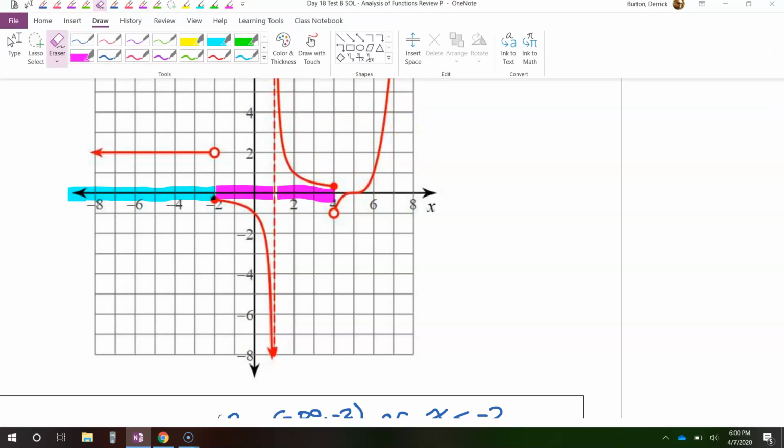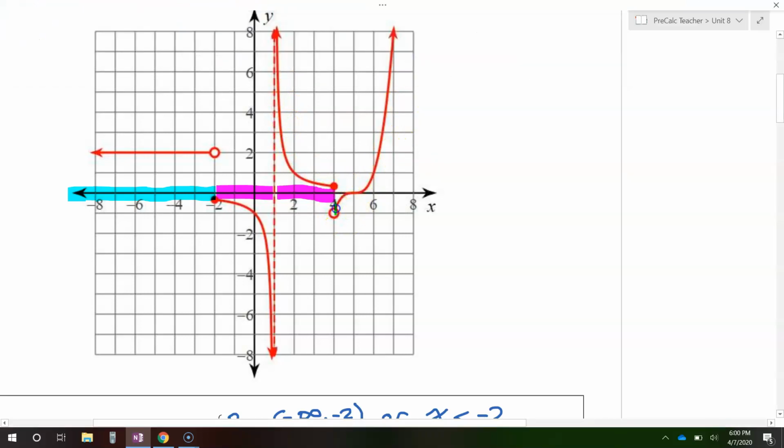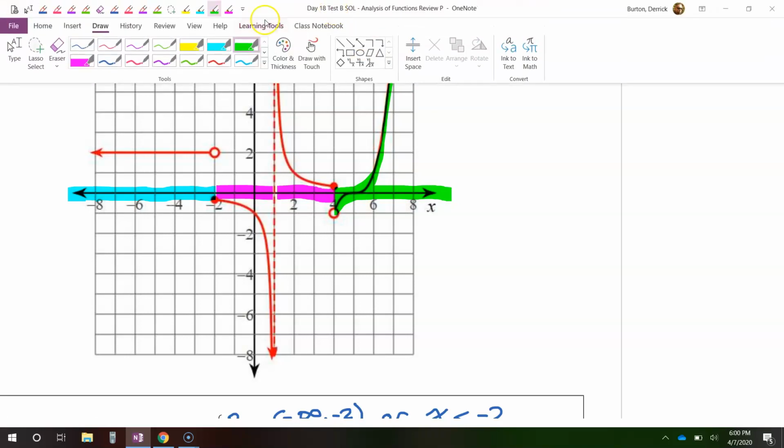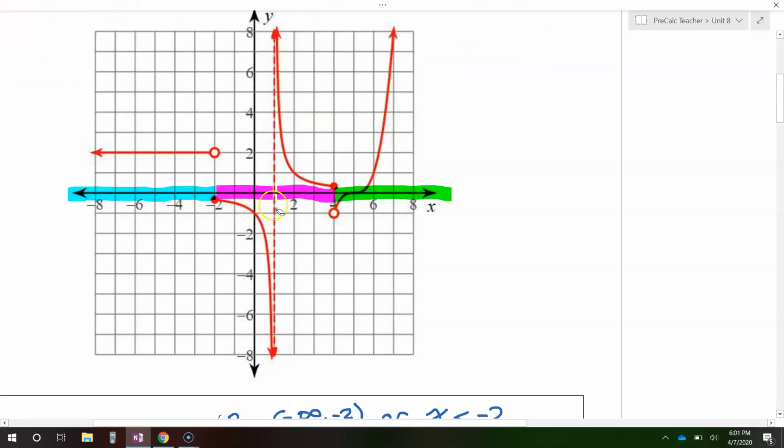Okay, now I jump over to this part of the graph. As I go from left to right, I'm going uphill, uphill. So for this portion of the graph, it's going to be increasing. So that means on the x-axis, it is increasing from here to here. All right, so these colors tell you the story. The blue was neither increasing nor decreasing. And then I have a red interval that's decreasing, another red interval that's decreasing, and a green interval that is increasing.